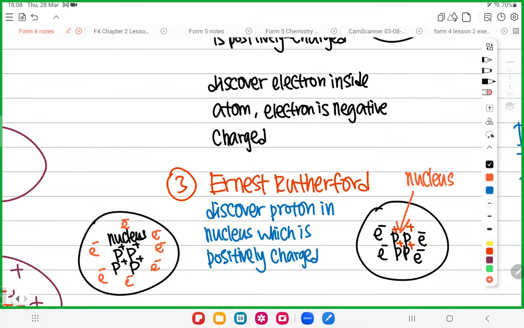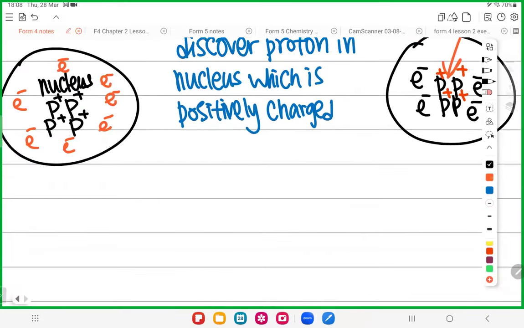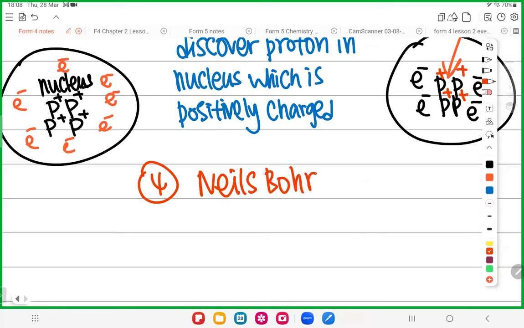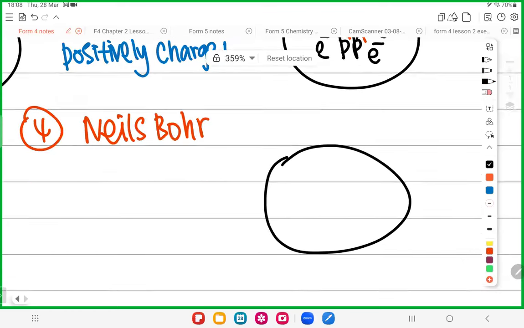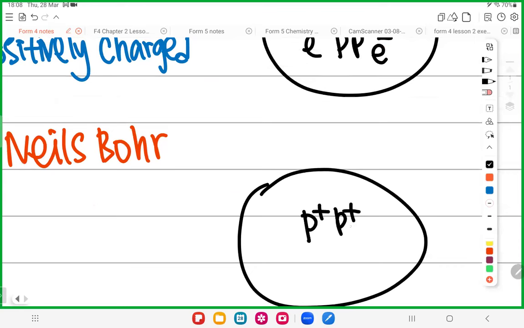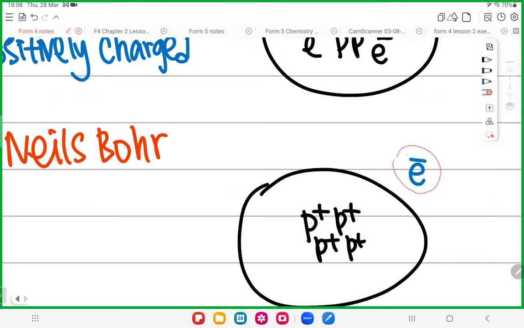So let's go for the fourth guy. Scientist number four, the name is called Niels Bohr. What did Niels Bohr say to us? Niels Bohr said that the electrons inside are moving.